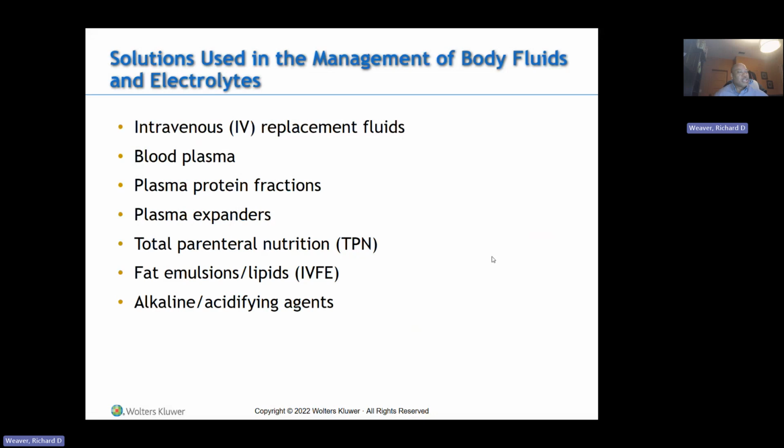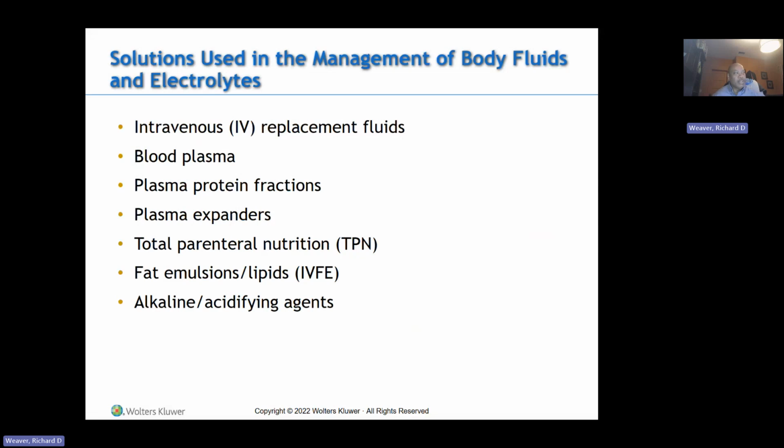All right, so, solutions used in the management of body fluids and electrolytes. We use intravenous replacement fluids, which we will get a chance to look at some of those. We also give blood plasma to these patients, especially when their hemoglobin and hematocrit values are low. We also give plasma protein fractions. Remember, the liver makes proteins, and sometimes the liver is diseased, or maybe nutritionally they're not taking in enough proteins, and therefore we have to replace them.